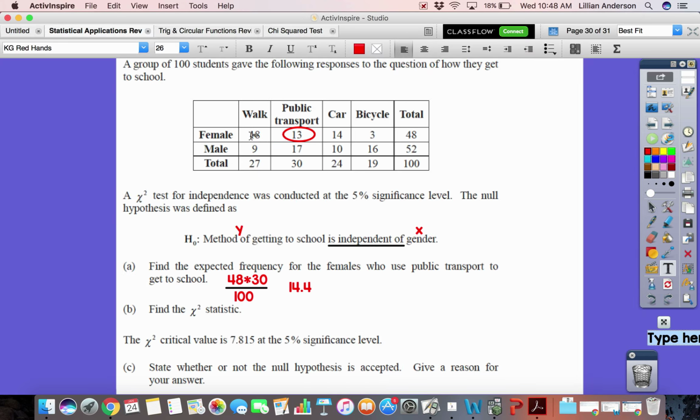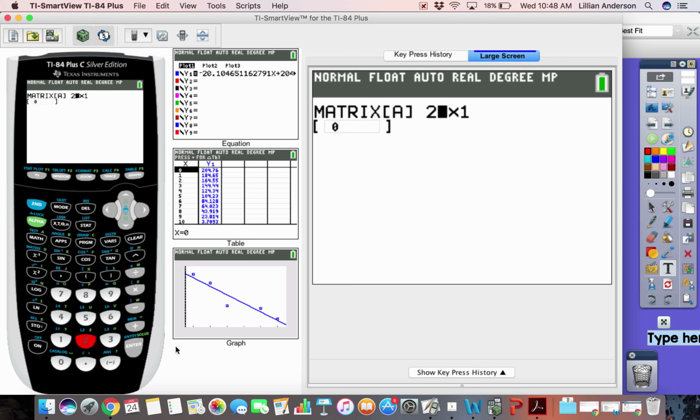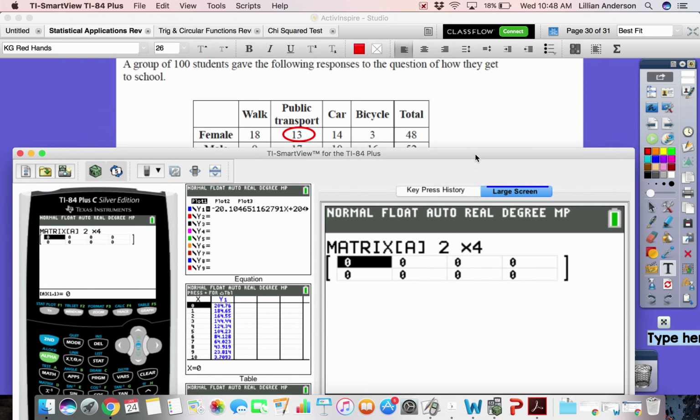So what kind of a matrix is this? Remember, the order goes rows by columns. So we have 2 rows that represent the gender, and we have 4 columns that represent the method of getting to school. So this is a 2 enter by 4 enter matrix, and it will pop up, and it should be the same size as the matrix that's in your data.